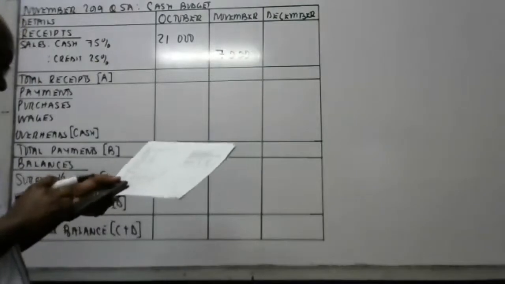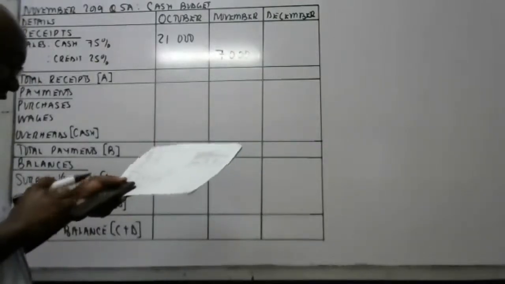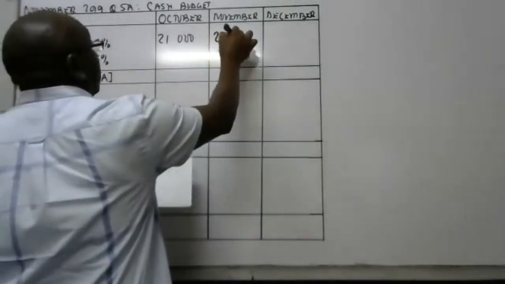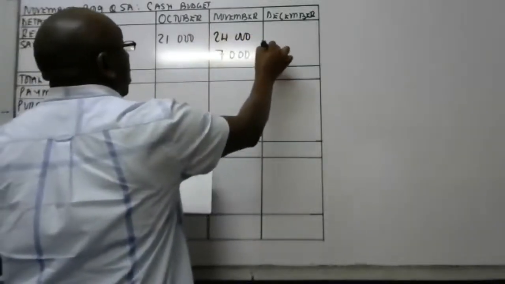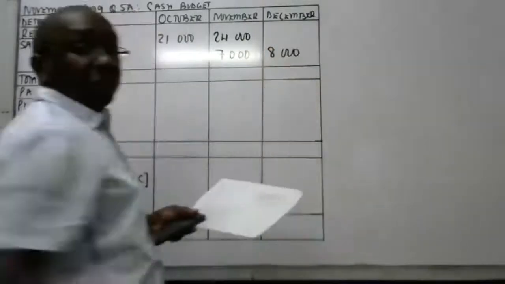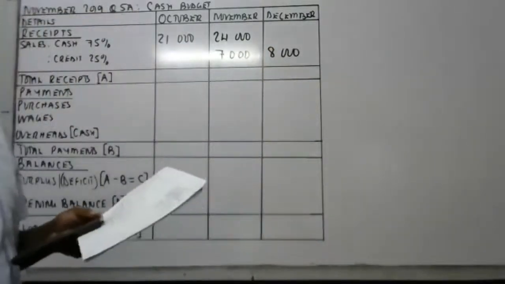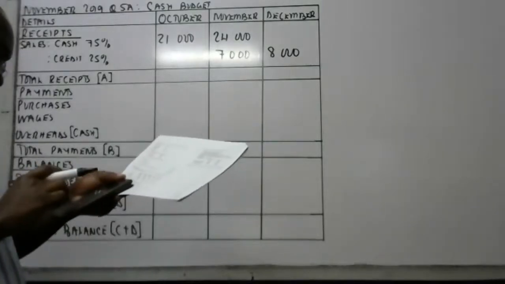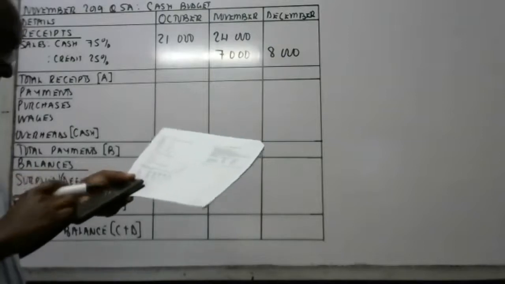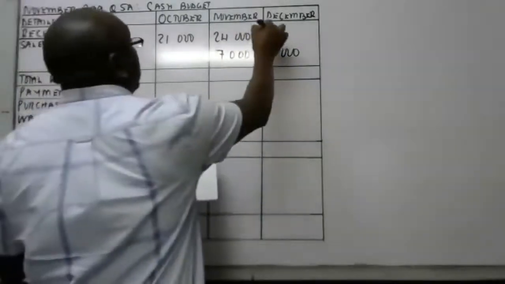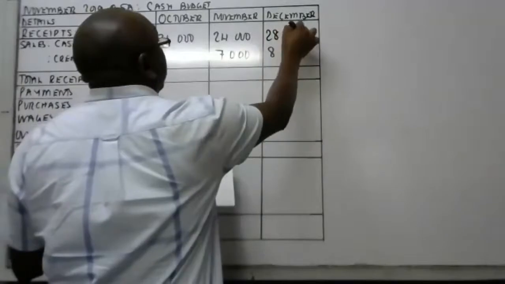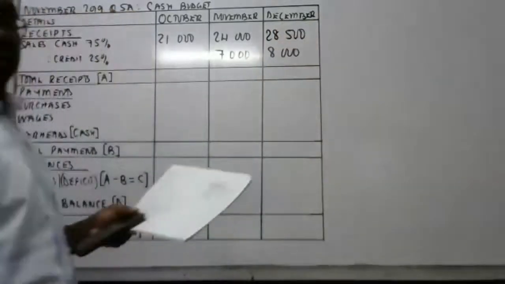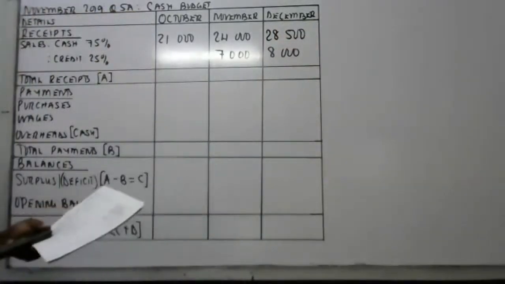Then we have 75% of that 2,000. That is 24,000. So 8,000 will be paid the following month. Then 75% of 38,000 is 28,500.